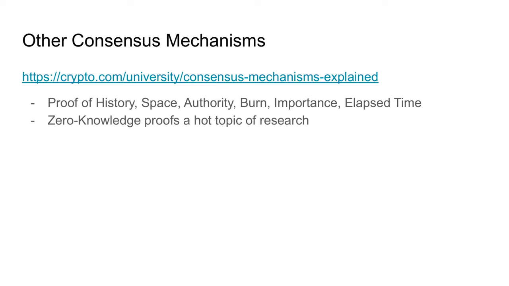So that's the basics of the two main distributed consensus mechanisms. There's a lot of others also, and a lot of other blockchains that are based on these different technologies. And zero knowledge proofs is also an up-and-coming topic in research.